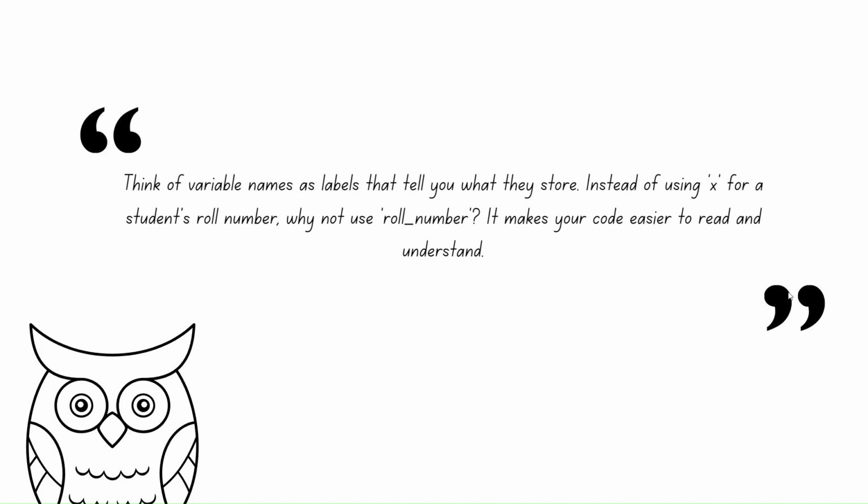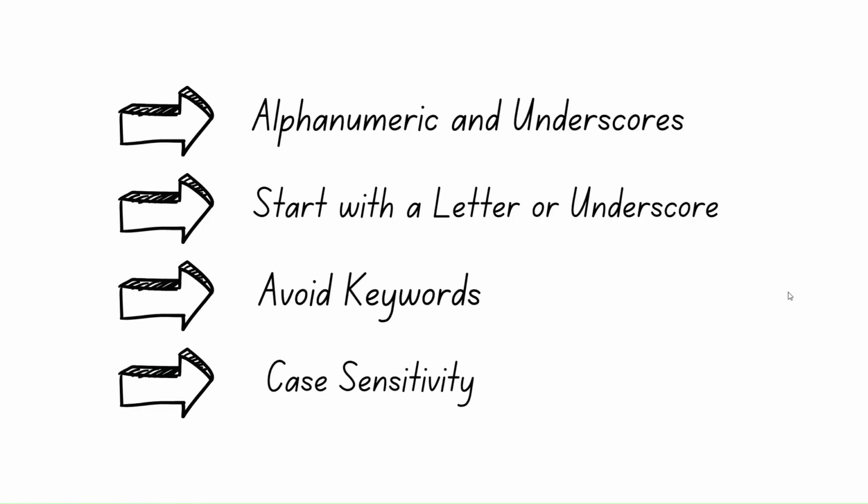Correct. So here the owl gave a super excellent idea to Alex. Imagine reading through hundreds of lines of code. If you see X, Y and Z, it's hard to remember what they represent. But if you see student age or item price, you instantly know what they mean. And also the owl shared four simple rules for naming variables. So these are the four simple rules for naming variables.